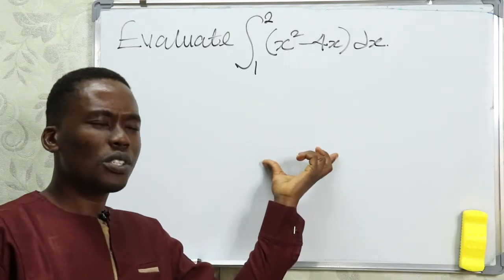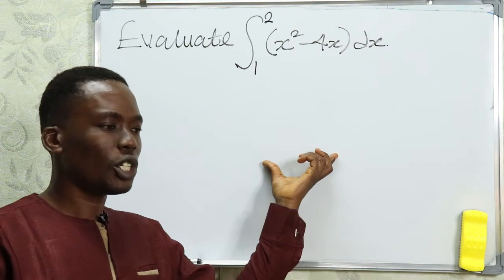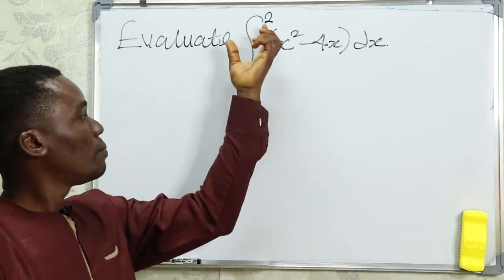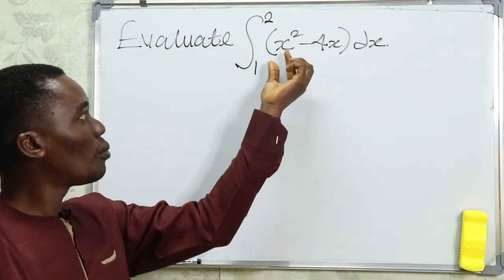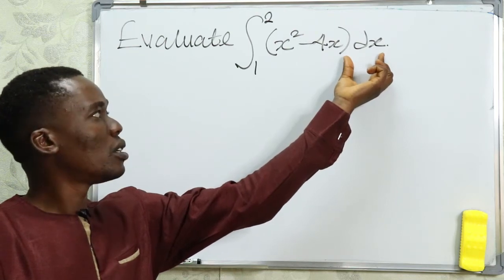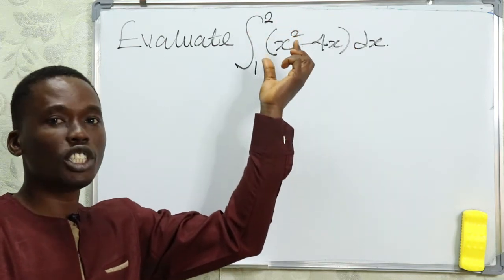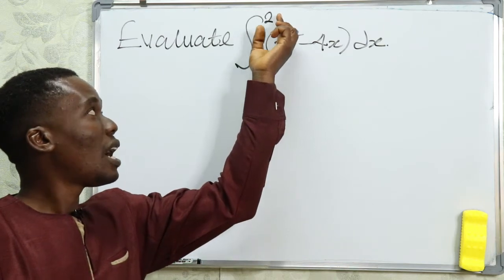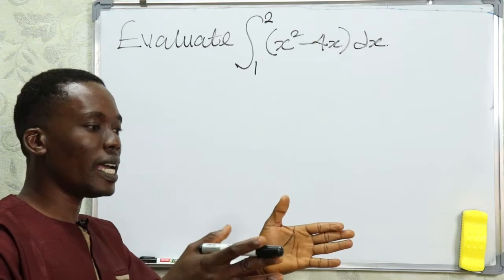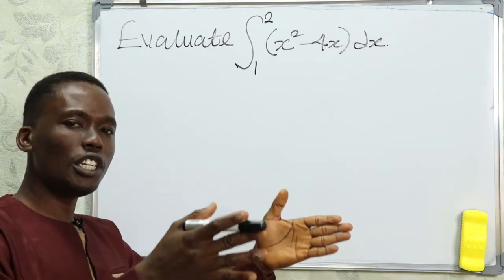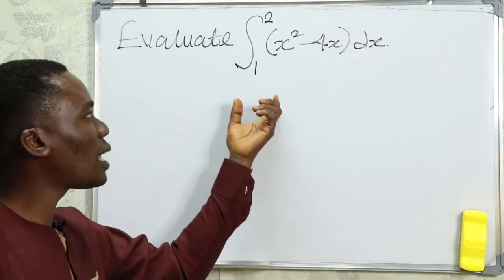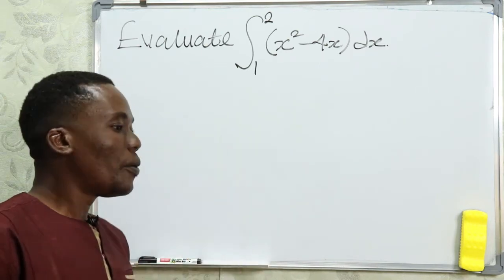Here is another way you can see a question in integration, and the question says evaluate the integral of x squared minus 4x with respect to x. Now this kind of integration question has the upper limit and the lower limit. That means when you are integrating, your integration must be within those two limits. Now how can we apply this in solving this question?